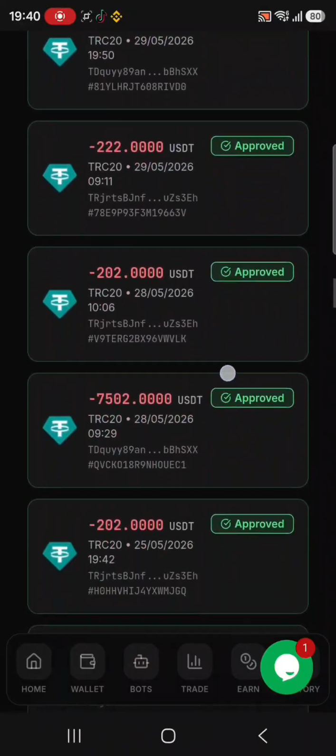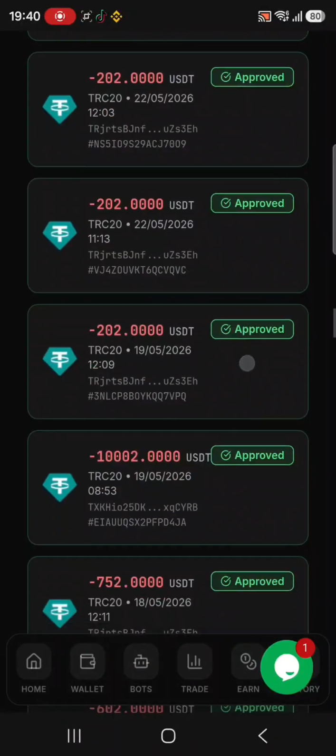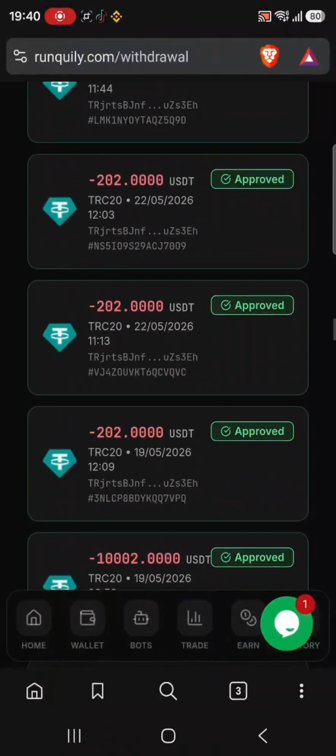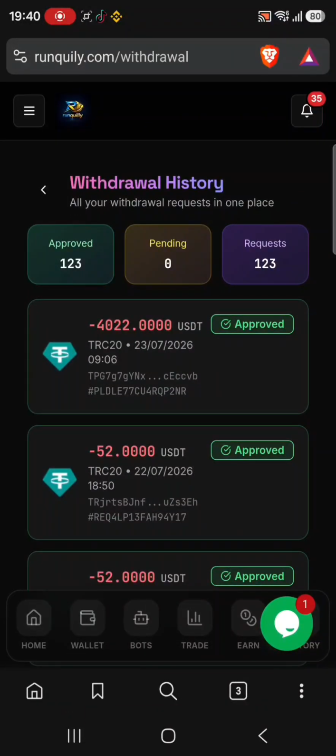All these are withdrawals, 9,500, 7,000, 10,000, so many of them. So make sure you join now and you start making profits with crypto arbitrage trading.